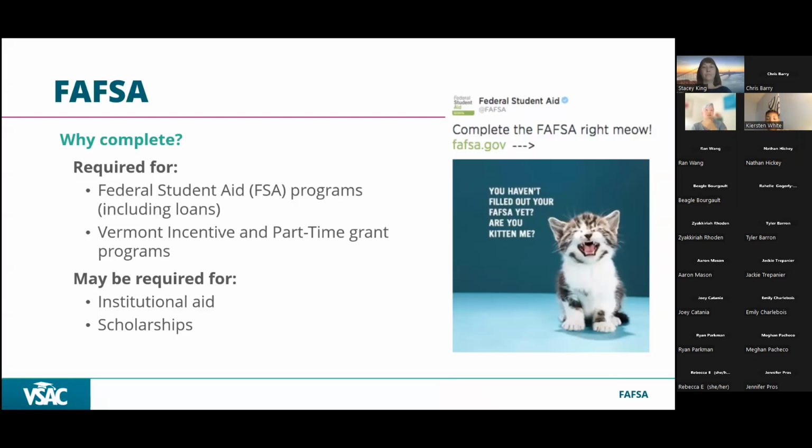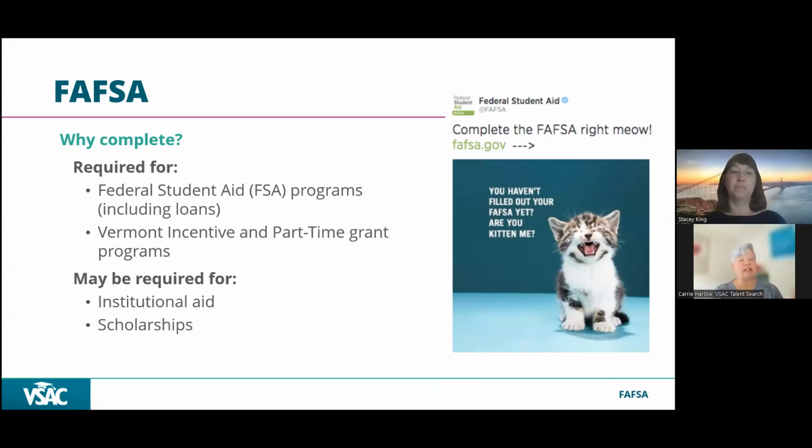So let's get started with the FAFSA. The FAFSA is required for federal student aid programs, including loans. So if a student just wants to be eligible for a student loan, they still have to fill out a FAFSA. It's also required for the Vermont Incentive Grant as well as for part-time grant programs, and it could be required for institutional financial aid and for scholarships.